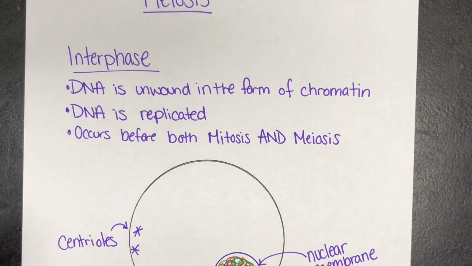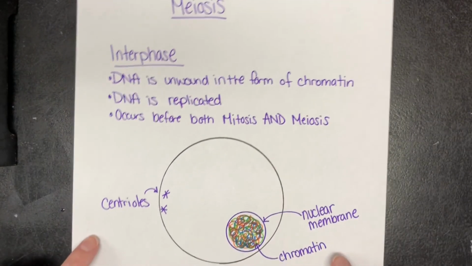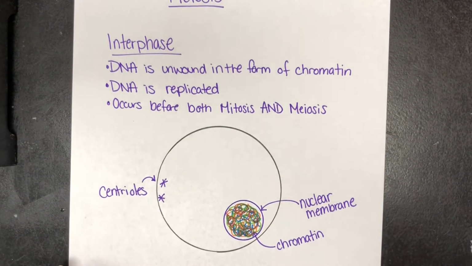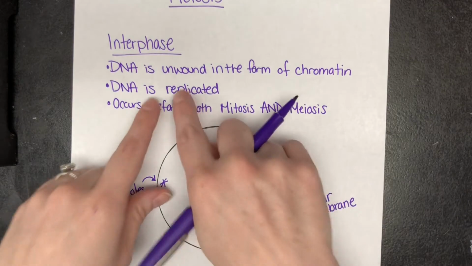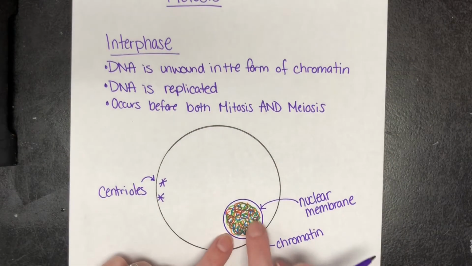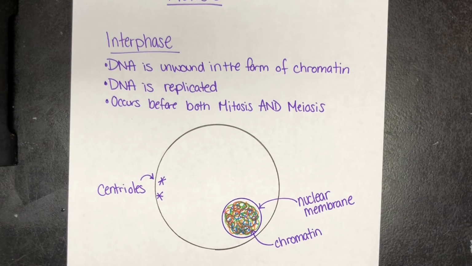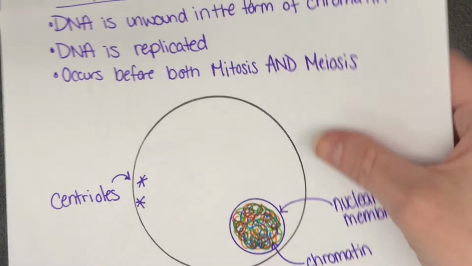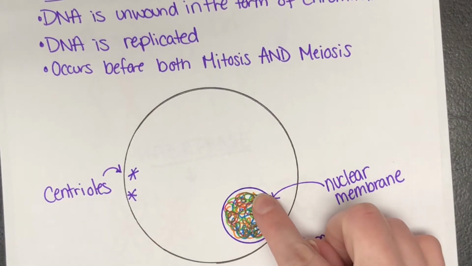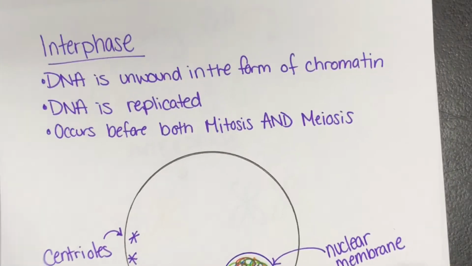So now let's dive deeper into interphase. Interphase, that phase that occurs before both mitosis and meiosis occur, DNA is unwound in the form of chromatin. So we see all this DNA is all unwound. It's being replicated. And again, this occurs before both mitosis and meiosis. So before I really begin going through the steps of meiosis, I want to talk about what's occurring right here during interphase. So what's happening inside the nucleus during interphase?